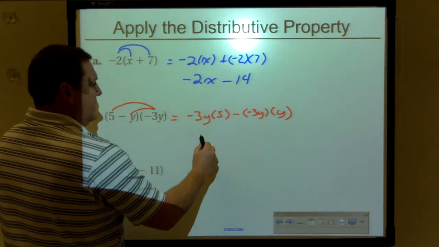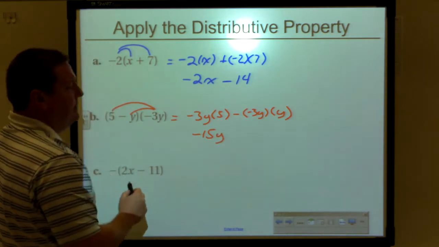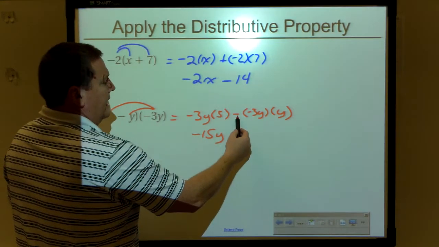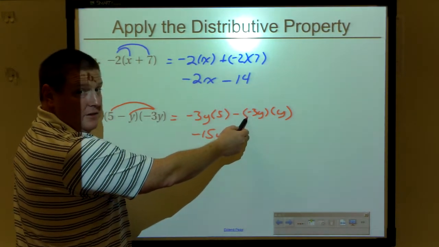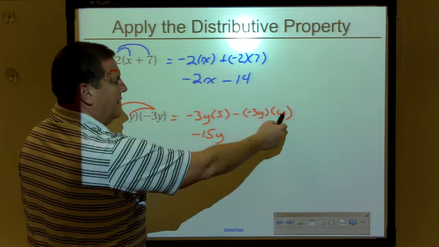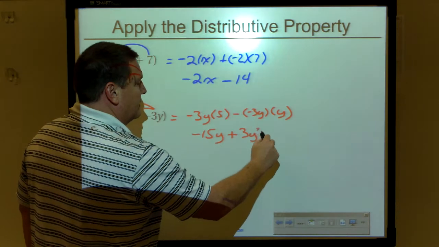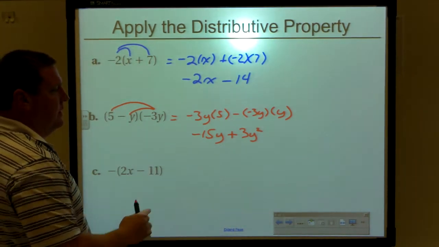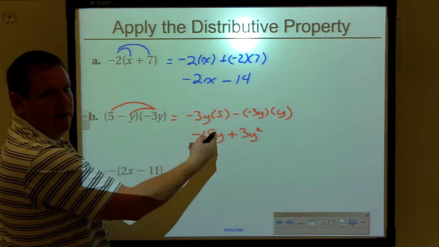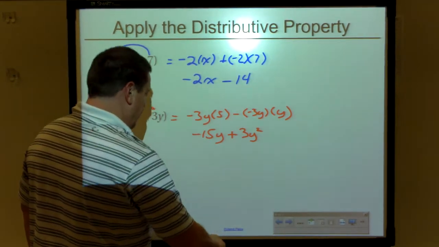Negative 3 times 5, we get negative 15y. Negative times negative is a positive. Positive 3y times y would give you positive 3y squared. And we're going to learn later on that we want to switch that around, put it in descending order.